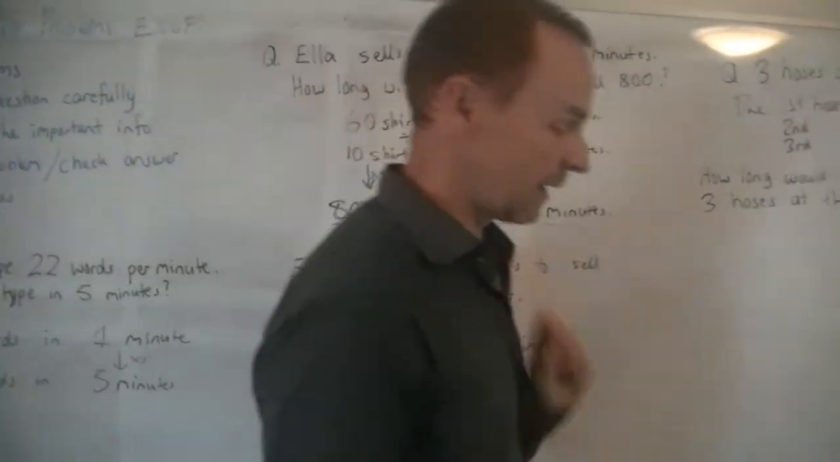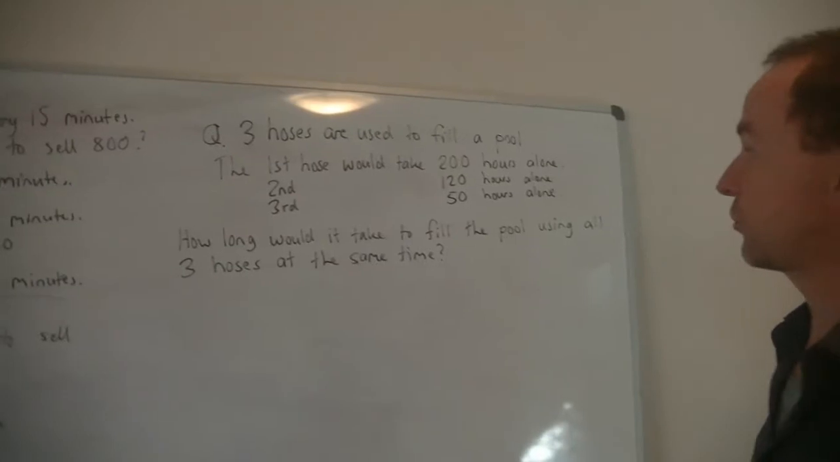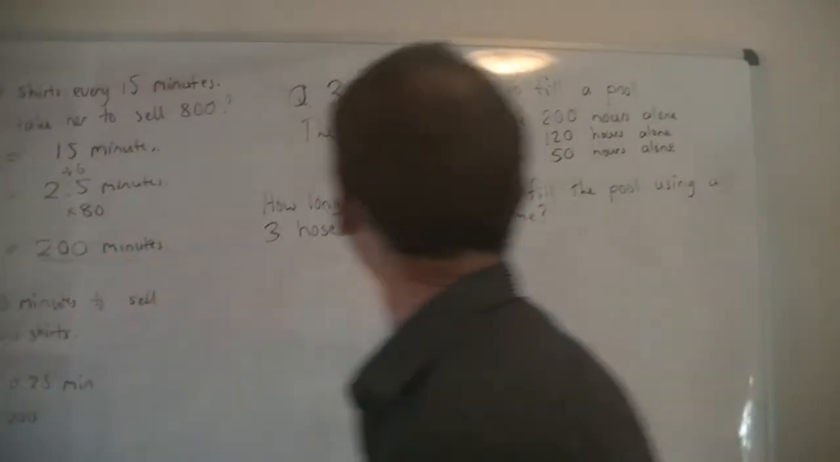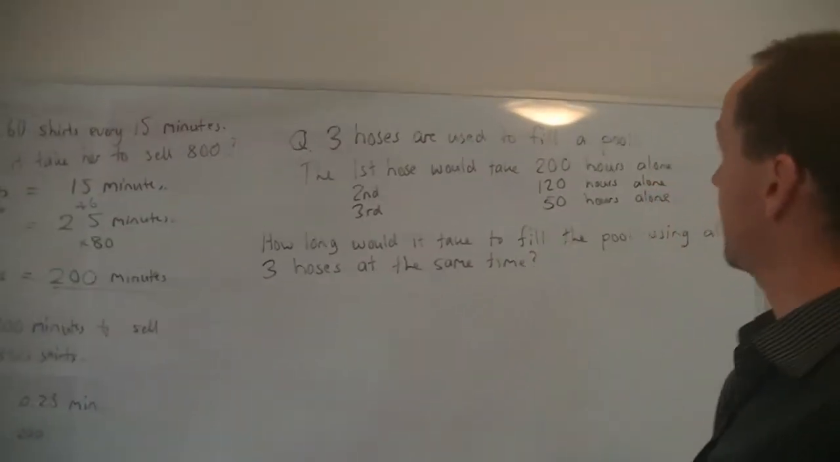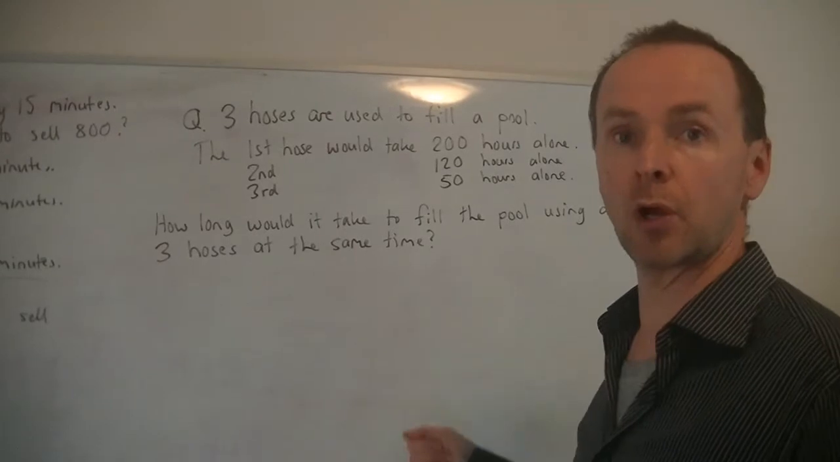Alright, so there's another one over here that's a little bit harder. So this question, a lot of kids always struggle with, but I'm going to explain exactly how to do it. Alright, so, 3 hoses are used to fill a pool. So there's a big swimming pool, and we've got 3 separate hoses.